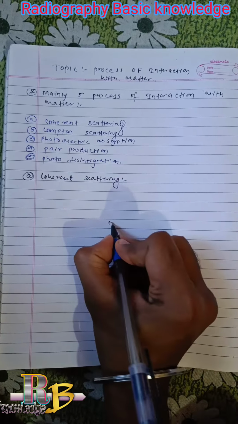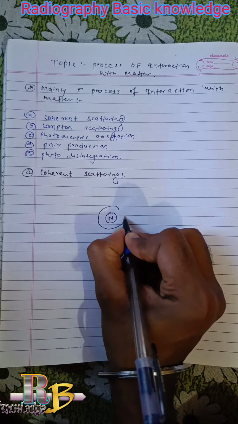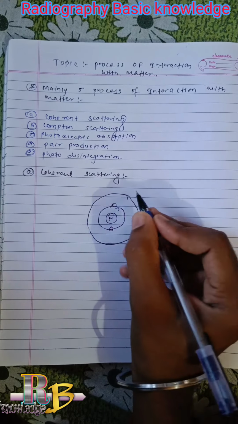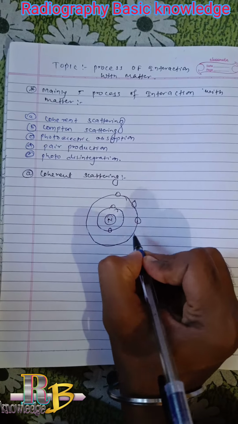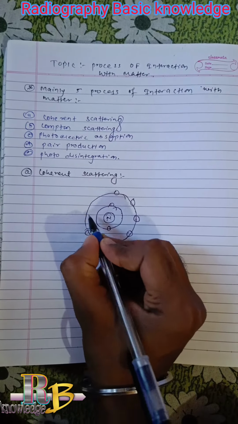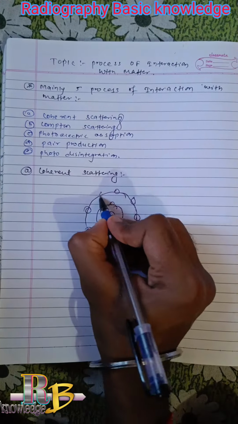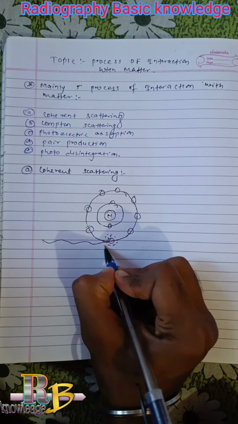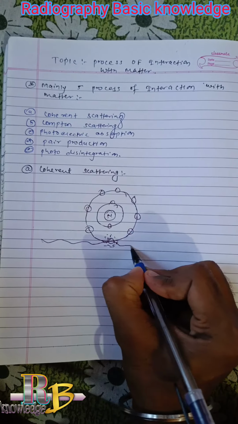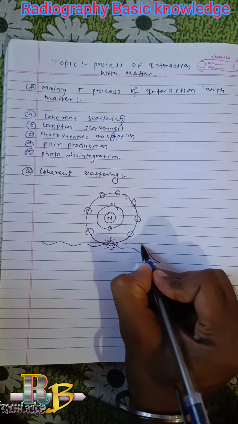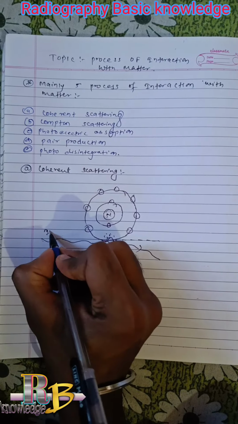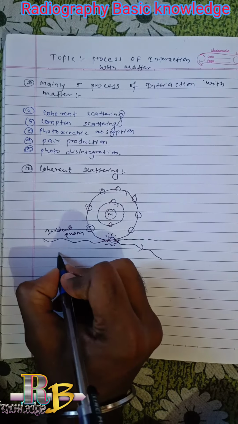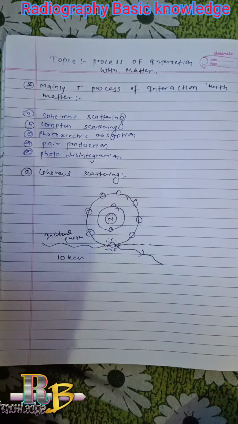In coherent scattering, incident photons come and interact with the outermost electron and excite it. When incident photons come and excite the outermost electron, they change their direction without changing their wavelength. The incident photon has energy of about 10 kilo electron volt.